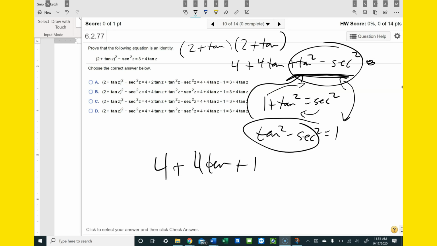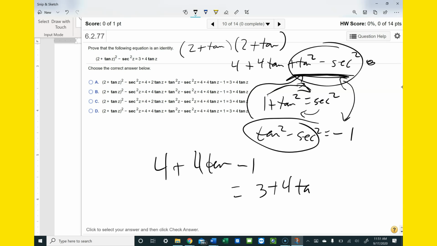Excuse me, I did mess something up here. When I move the 1 over here, it becomes a negative 1. So I needed to write that as a negative 1. And so this is not going to be right. That's replaced with a negative 1. So it's 4 plus 4 tan minus 1. And the 4 and the minus 1 becomes 3. So it's 3 plus 4 tan, which is the exact same thing as that.